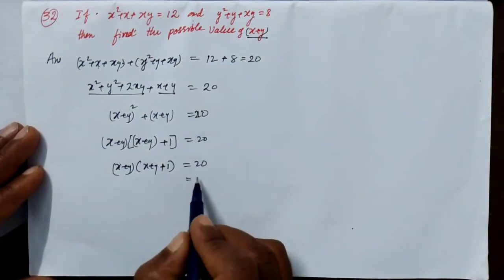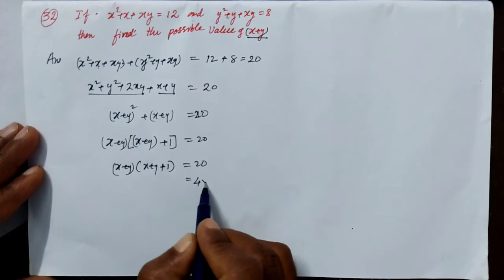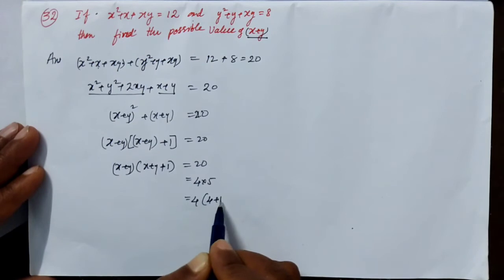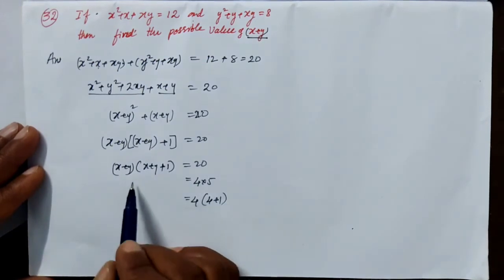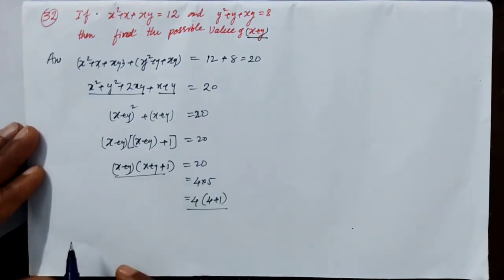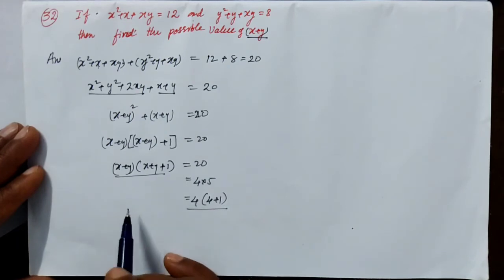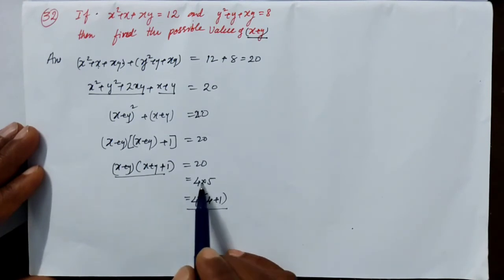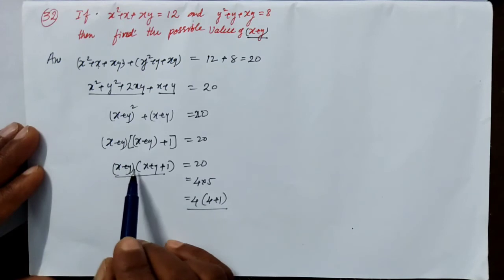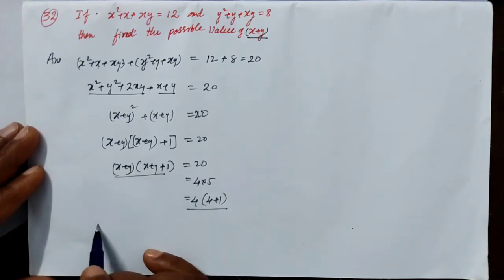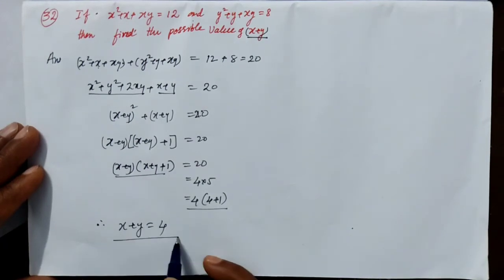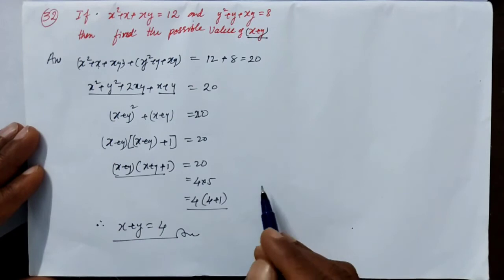So this 20 can be written as 4 fives, or 4 into 4 plus 1. Observing these, you can conclude if you add 4 to the 1, you will get 5. So 5 fours are 20. So here x plus y into x plus y plus 1. So definitely x plus y is equal to 4. Okay, this is the answer.